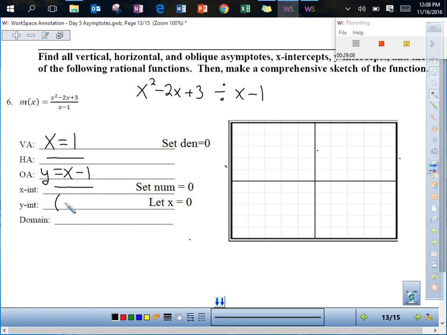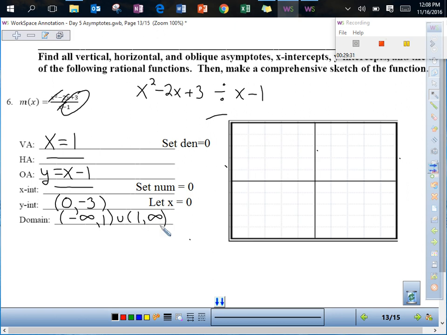But to get the y-intercept, let x be 0. If you let x be 0, these x's are gone. I'm left with 3 over negative 1, which is just negative 3. Your domain, you can use everything but 1. So negative infinity to 1, 1 to infinity.